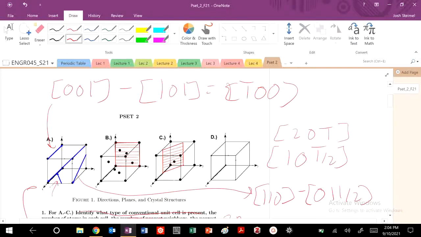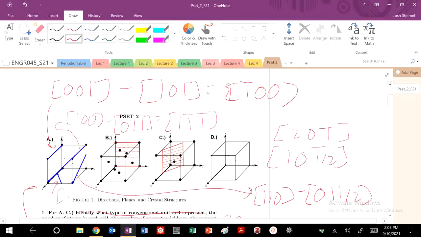What about this guy? Well, let's draw this. Actually, I'm going to do this one next. So where's my finish? 1, 0, 0, minus my start, which is what? 0, 1, 1. That leaves me with 1, negative 1, negative 1. There we go.